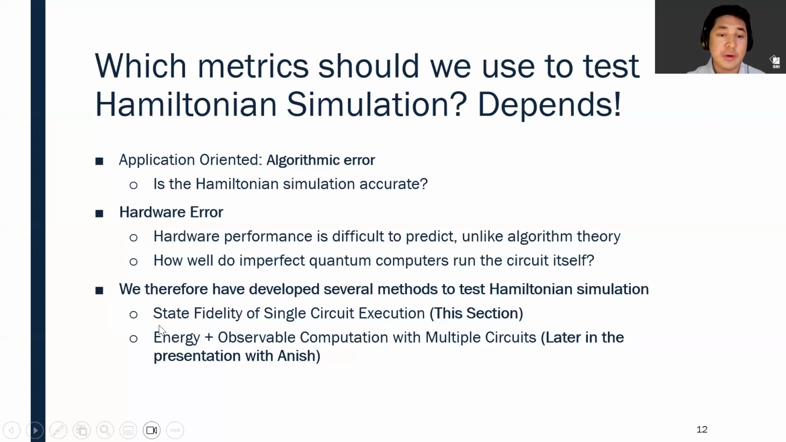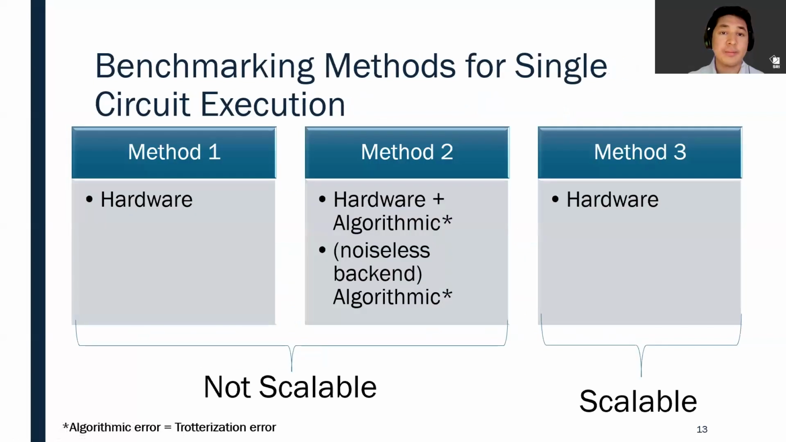In this section, I'll go on to explain methods around the state fidelity after a single circuit is executed. Later on, Anish will explain how we've used Hamiltonian simulation circuits to generate energies and observables, and how we can use that as a metric. So here are the methods we use to test the fidelity of a single circuit after it's executed.